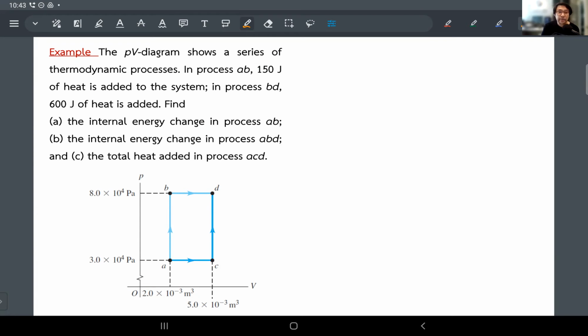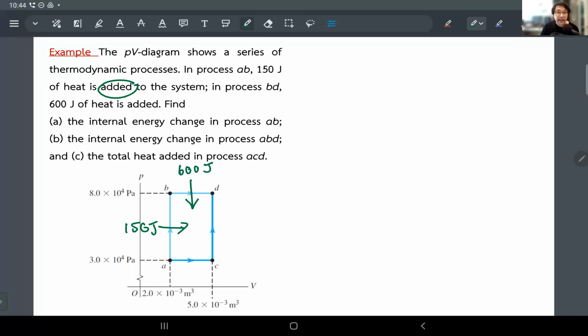All right, the PV diagram shows a series of thermodynamic processes. In process AB, 150 joules of heat is added to the system. BD, 600 joules. To put the heat in the PV diagram, what people usually do is put an arrow into it. 510 joules. When you say added, that means I put an arrow toward the right side, for a reason I'm going to explain a little later. And BD, heat is added. When I add it, I try to put it down here.